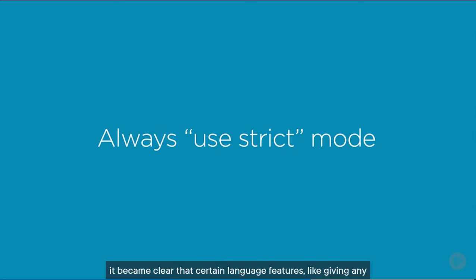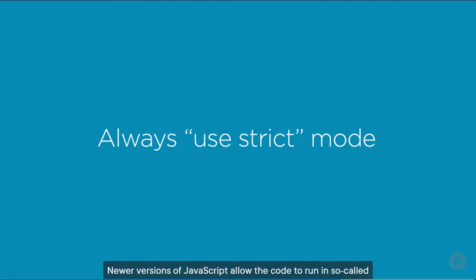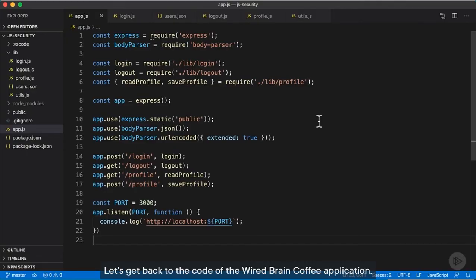Over time, it became clear that certain language features, like giving any function an ability to define a global variable, are dangerous for security and the correctness of the code. Newer versions of JavaScript allow the code to run in so-called strict mode that prohibits some of the problematic behaviors. Strict mode is enabled by putting the "use strict" string literal at the beginning of a script or function, and it should always be used when writing JavaScript code.